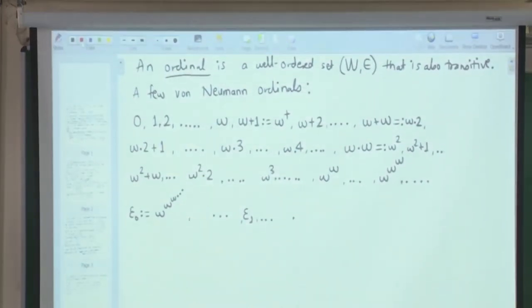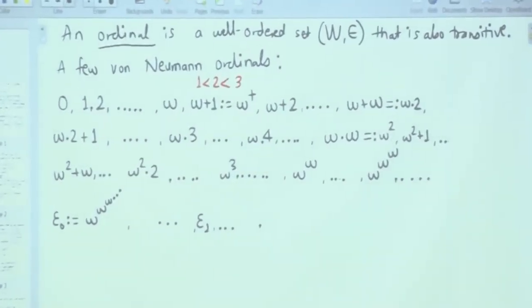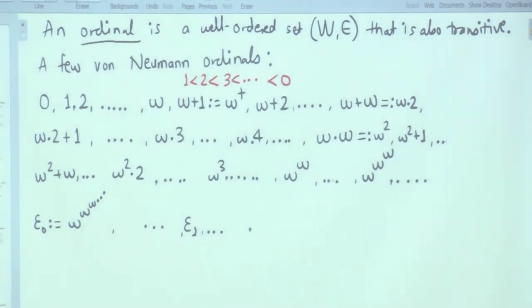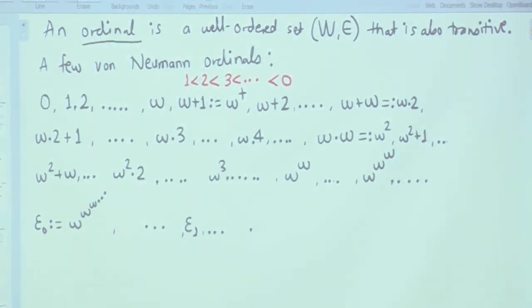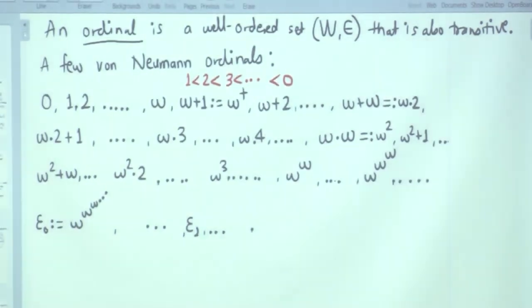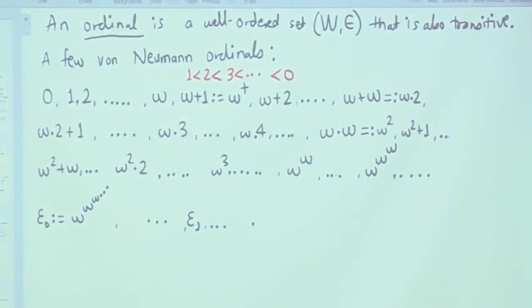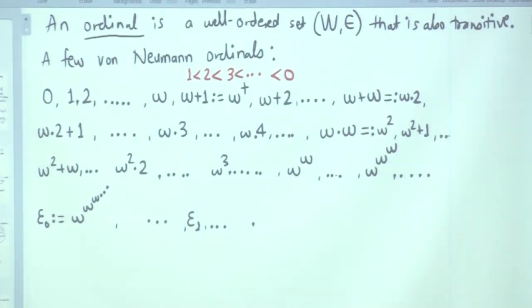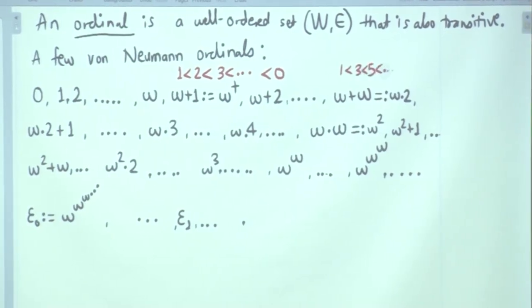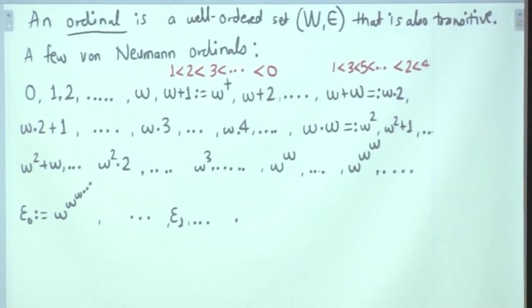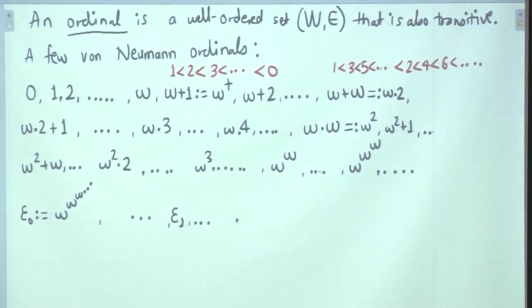It's a different ordering. For example, this omega plus 1, what is that ordering? Well, this ordering is 1 less than 2 less than 3 less than dot dot dot, and 0 sits at the top. That is the ordering on natural numbers which gives me omega plus 1. If I want to talk about omega plus omega, then I am talking about 1 less than 3 less than 5 less than dot dot dot, and all even numbers sitting at the top of them. So I am just making different arrangements of natural numbers.